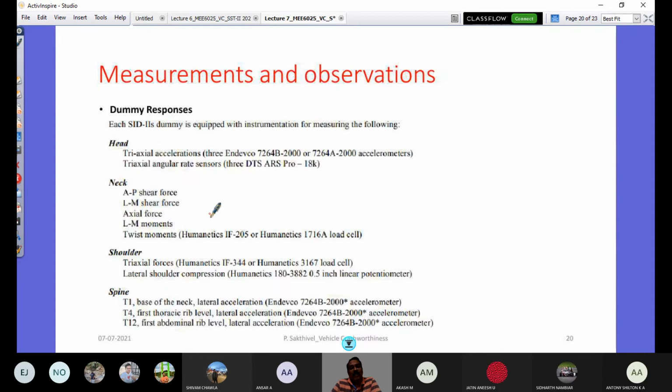So that is what shear force is here. AP shear force, what is AP? Please look at it and understand. And LM shear force and axial force, LM moment, so twist moments.